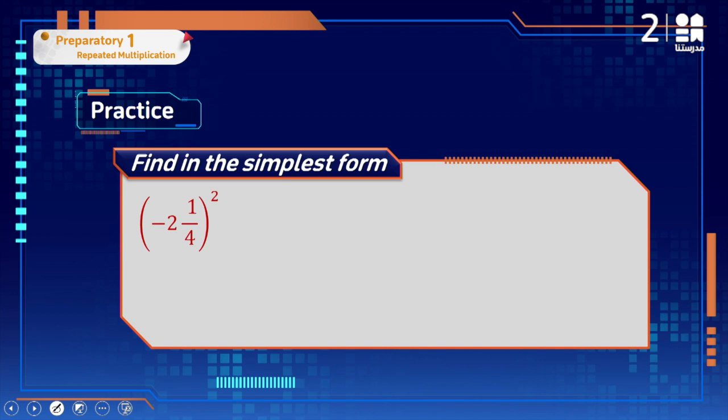Practice. Find in the simplest form negative 2 and 1 over 4 to the power of 2. Here we have a mixed number. We have to rewrite it as an improper fraction. How? We will multiply from down here. Let me change the color here. We will multiply 4 times 2, then add 1.